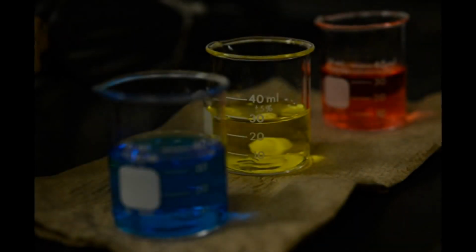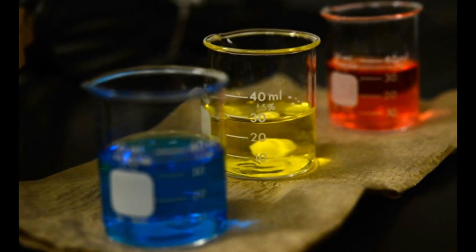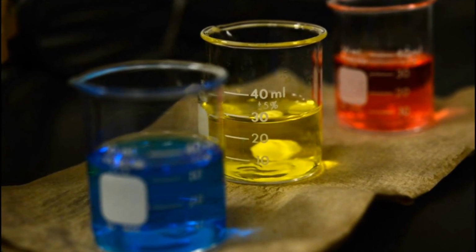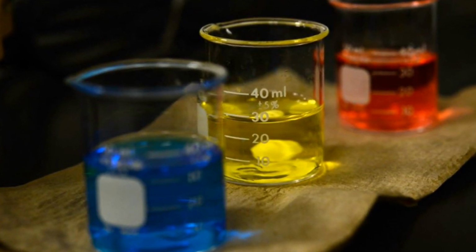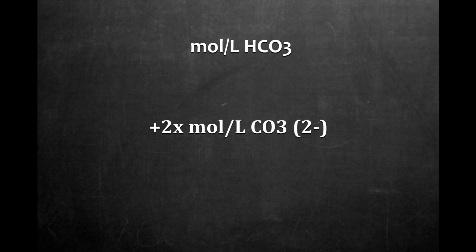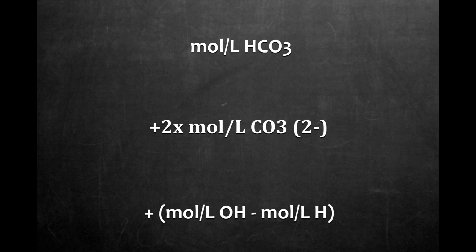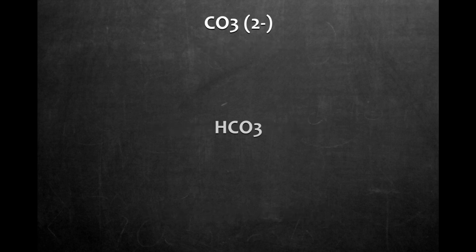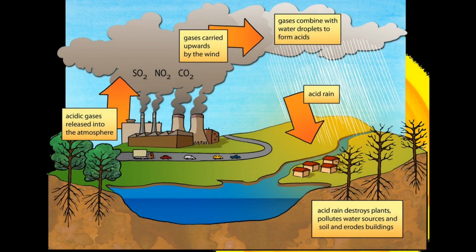Let's talk a bit about alkalinity. Put simply, alkalinity is a measure of a stream's ability to resist changes in pH. In chemistry terms, alkalinity is the summation of the moles per liter of bicarbonate, 2 times the moles per liter of carbonate, and the moles per liter of hydroxide ions, minus the moles per liter of hydronium ions. To put it in simple terms, if there is little carbonate and bicarbonate in the water, then the alkalinity is likely really low, meaning the water is vulnerable to changes in pH.